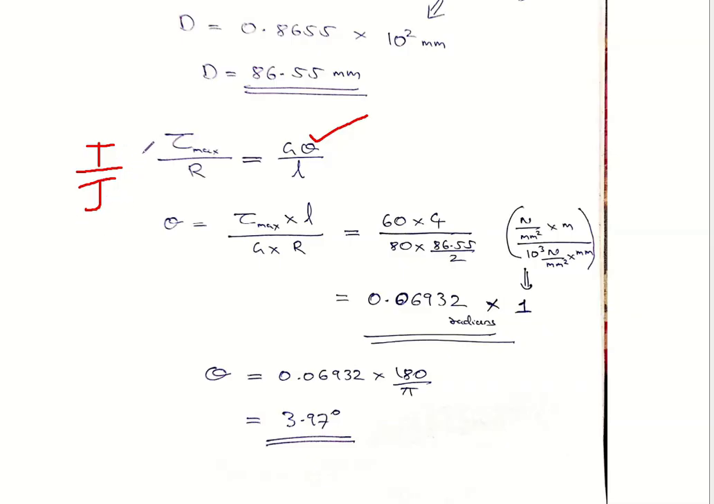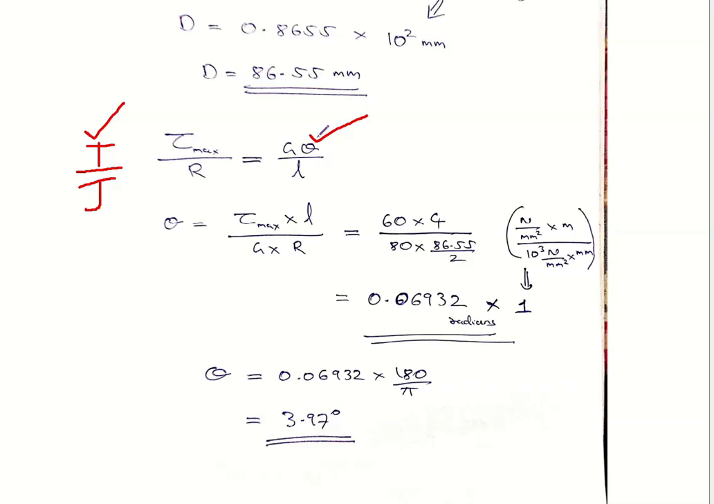But then the calculation is going to be a bit tough. If I take this term, then the calculation is going to be a bit tough. So I will stick to this part of the equation, this combination I will take. Tau max by r equal to G theta by L. So any combination you can try; the other combination also you can try.